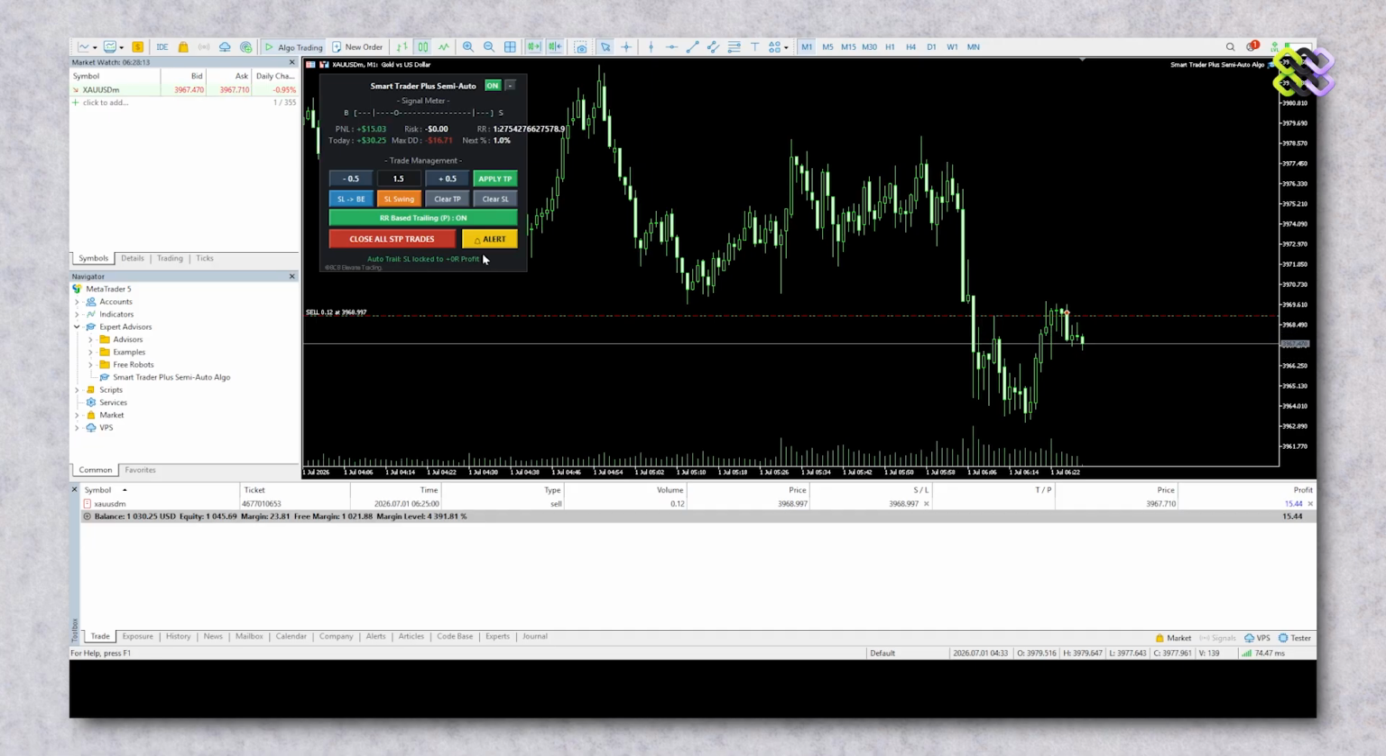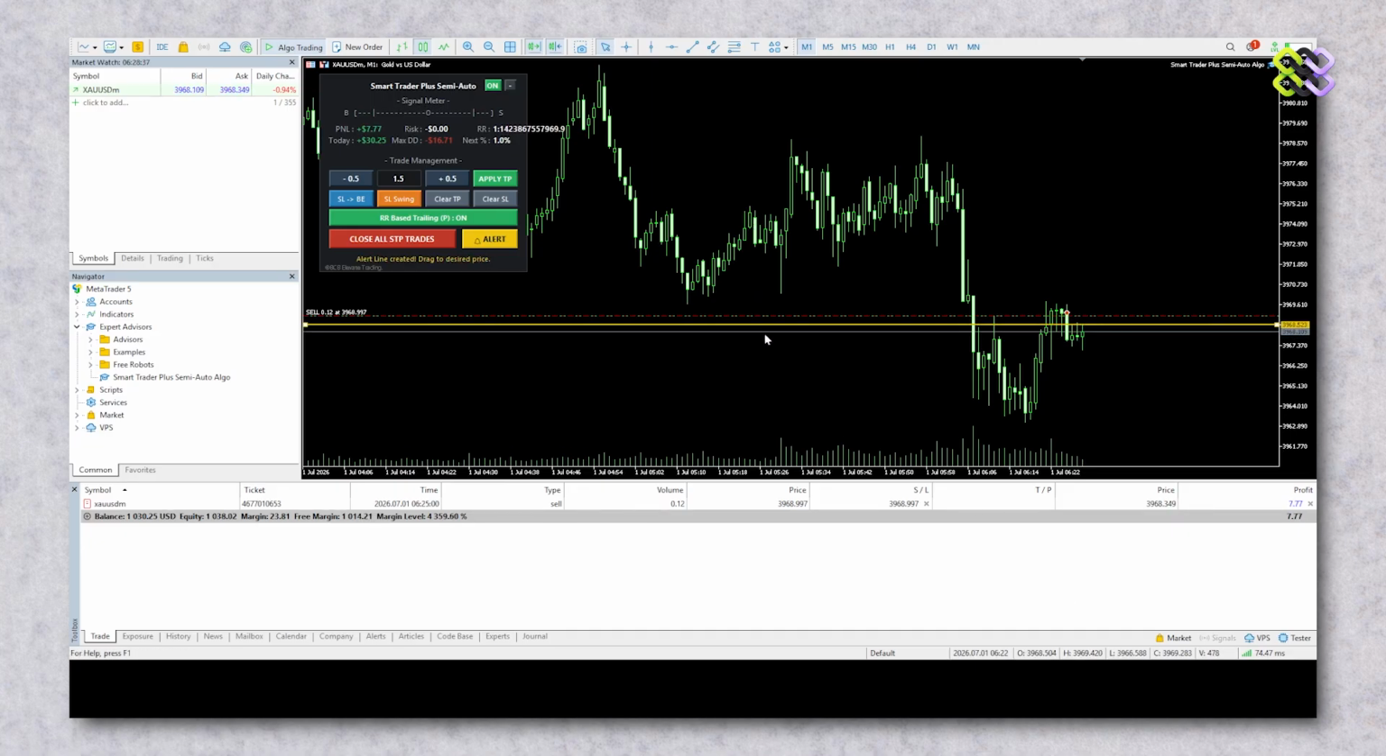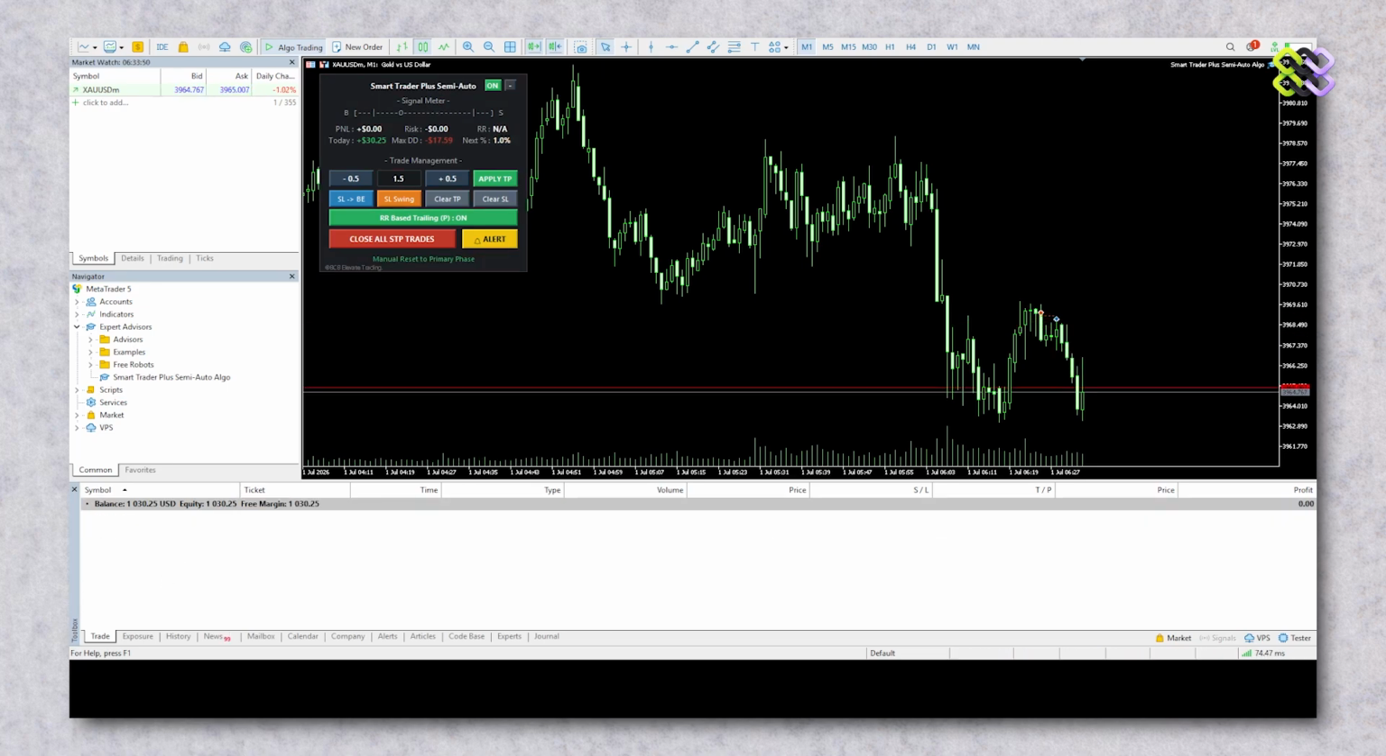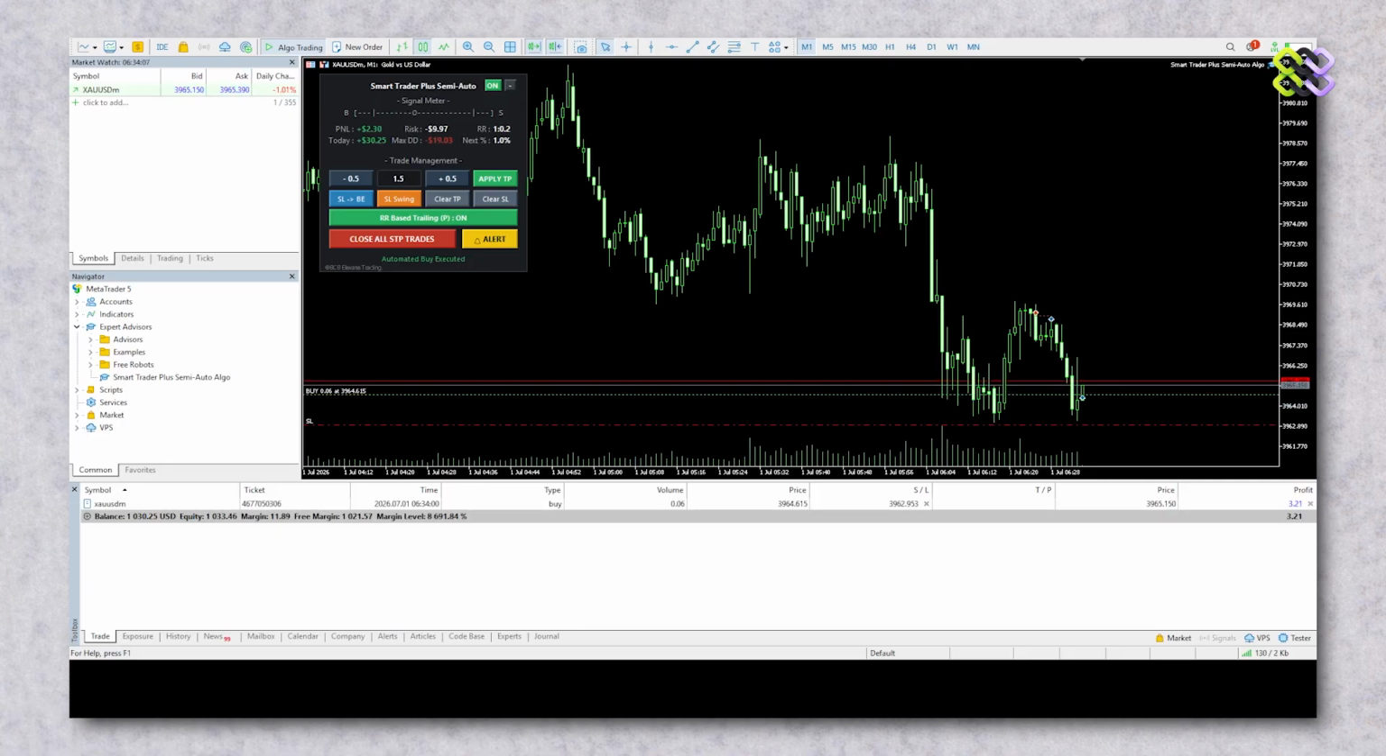Let's take a look at the interactive dashboard. As you can see, it is completely draggable. You can move it anywhere on your screen so it never blocks your view of the price action. You can even minimize it to keep your chart completely clean. Because you are actively watching the market, we built in ultimate trader controls.